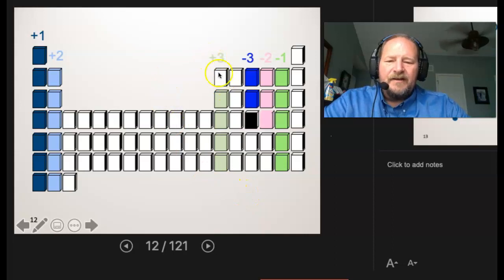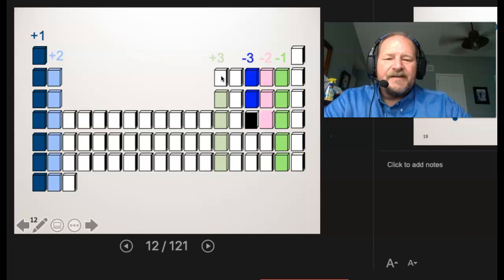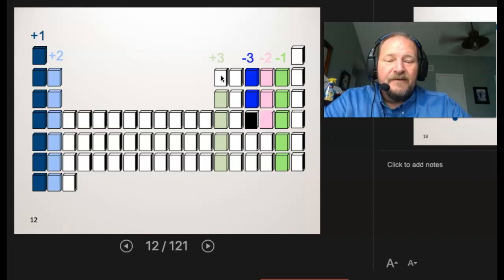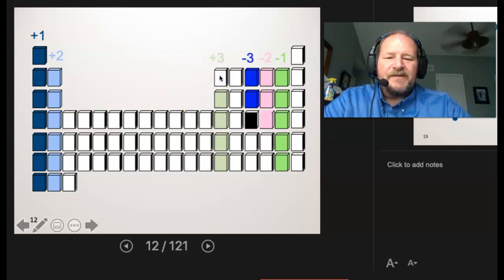Group 3A, boron is left blank, but the rest of them are +3, so aluminum would be a +3. Boron, we're not going to worry about boron. You can actually take an entire semester course learning about boron by itself. If you're a chemistry major, as I was, I took a course on boron my senior year, and the whole course was nothing but boron. We obviously don't have time to get into all of that here, so we just omit it. We don't worry about it.